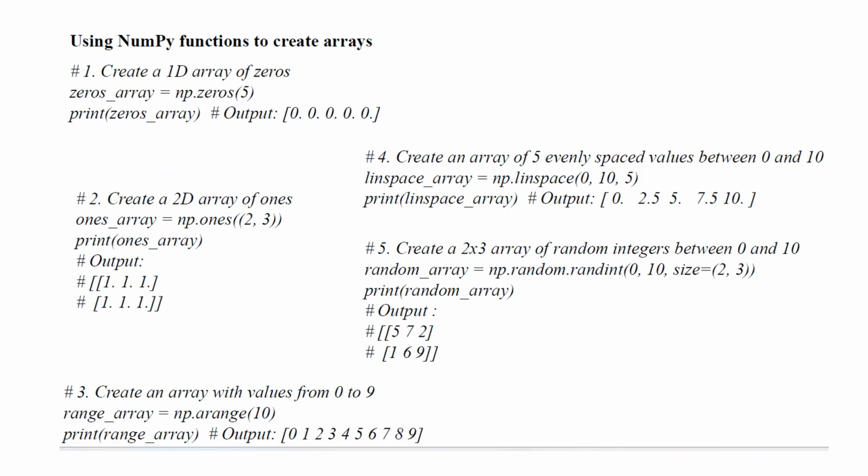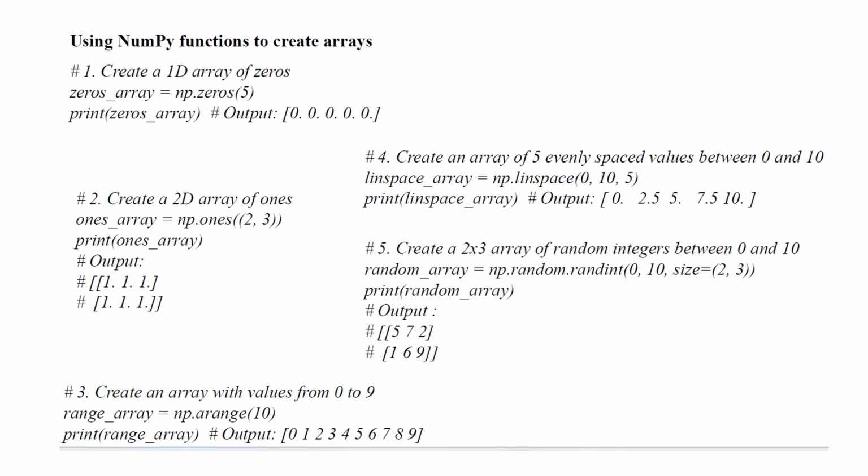And then here is the second case of creating a two-dimensional array of ones. For this, we'll be using the syntax np.ones within the brackets 2, 3. That means it creates 2 rows and 3 columns, and the array is filled with ones. So you'll get the output like this. The shape is 2, 3. That means 2 rows and 3 columns.